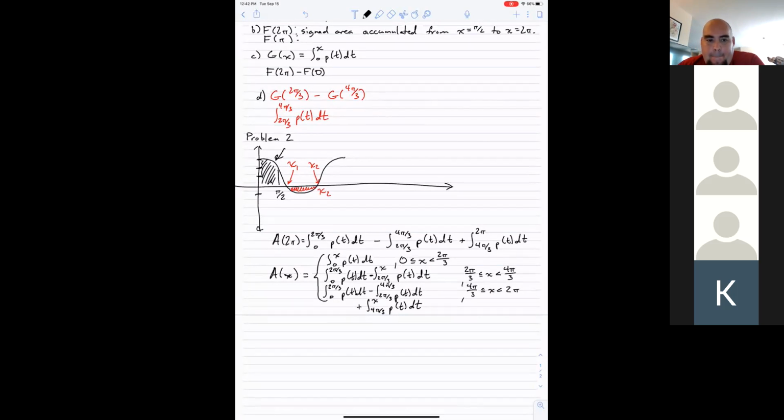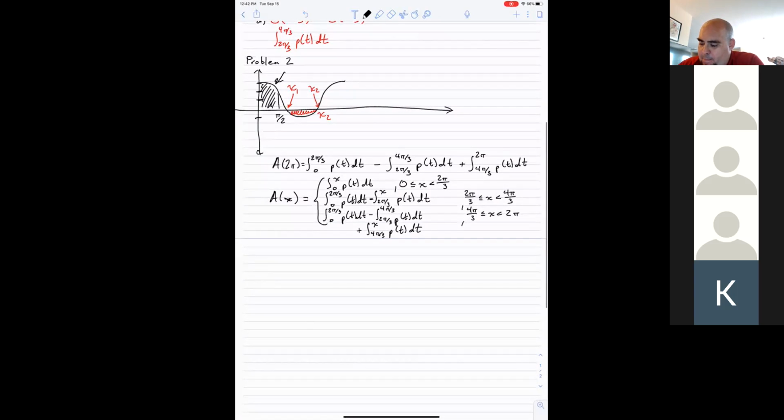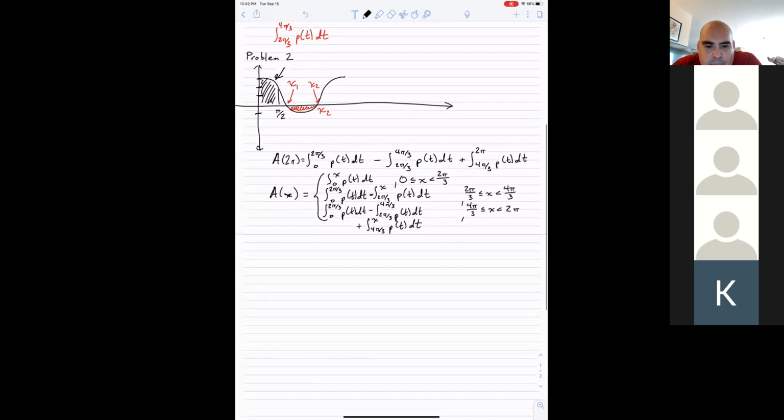So in the piecewise function, I see multiple integrals where it integrates p, like from 1 to x. You know what I mean? Yeah. Why are there multiple intervals like that? What do you mean by multiple intervals? Like the first one at the top, it's 0 to x, and then below that you have the second interval, and that one is 2 pi over 3 to x.